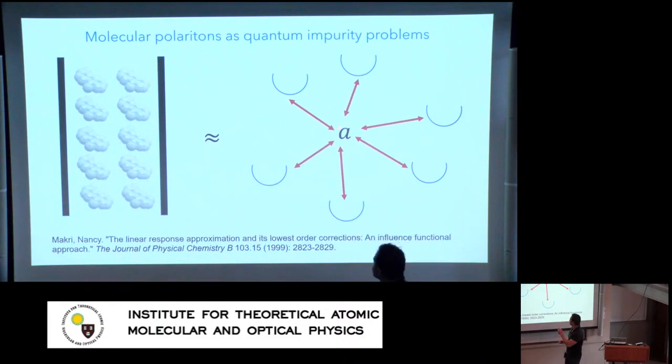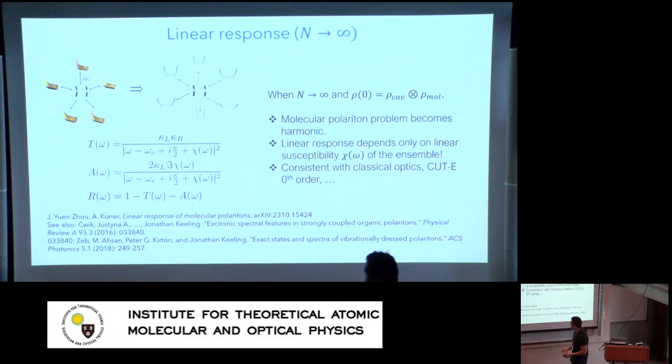Okay. Now, if I think about the photon as the impurity and the molecules as the bath, and I do this linear response limit, then, not surprisingly, I just recover very classical optics. So now the molecular polariton problem becomes harmonic in the thermodynamic limit. This is not surprising, and because you have just a harmonic oscillator coupled to other harmonic oscillators, all you need is the linear susceptibility of the ensemble. What was a little bit surprising to me was that it doesn't matter if the molecular system is in the ground state, or in a thermal ensemble, or even in a non-equilibrium, excited distribution, as long as the initial density matrix is stationary and factorizable, you can do this.